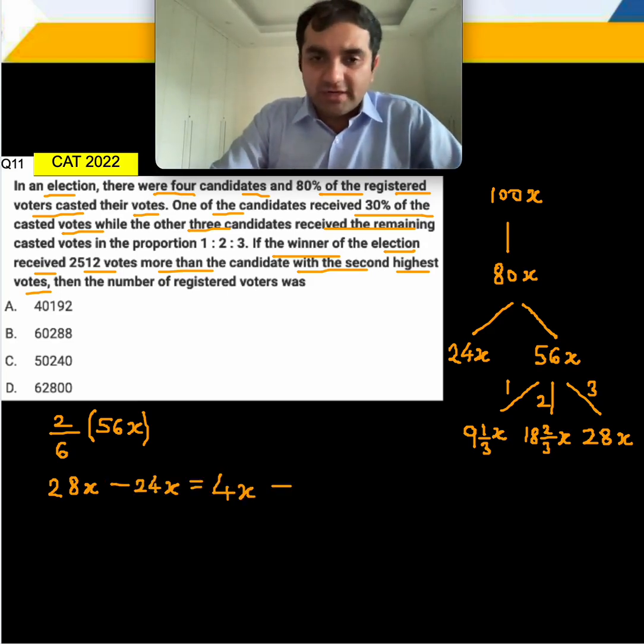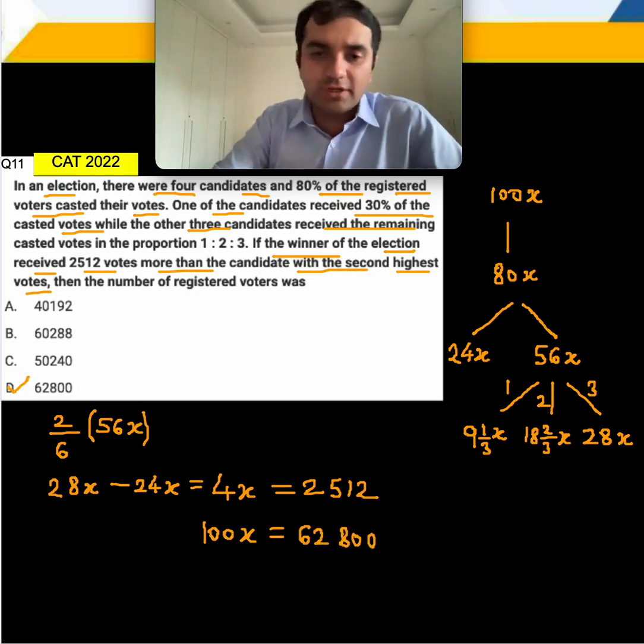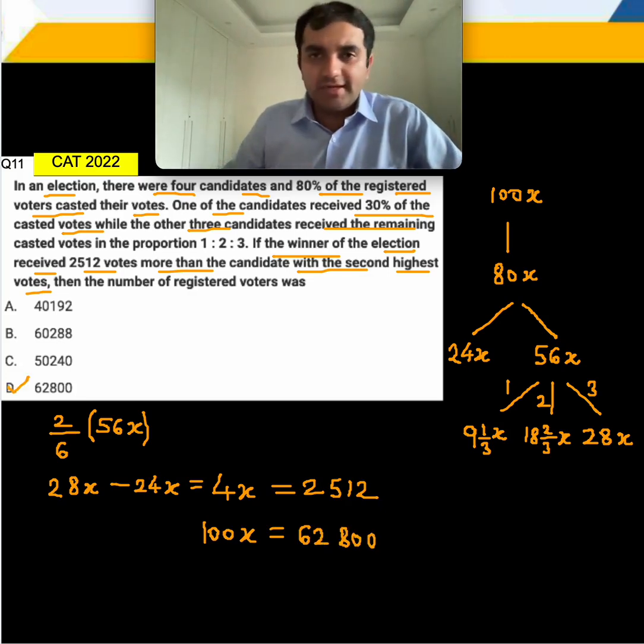So now I can see who got highest, that's 28x, who got second highest, that's 24x, which is 4x. Ka difference is 2512. Find the number of registered voters. 100x चाहिए, 25 से multiply करेंगे on both sides, you get 62,800. D part is the right answer for question 11.